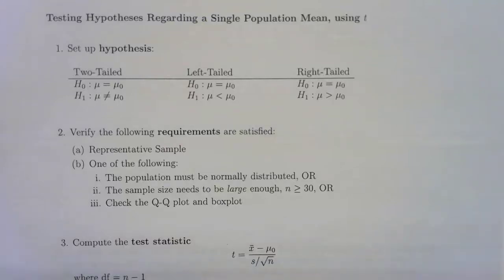Now let's do a couple of examples when we're testing for a population mean. Again, we're going to be using the t-table, so make sure you have that handy. Here are the steps and what goes into each one.